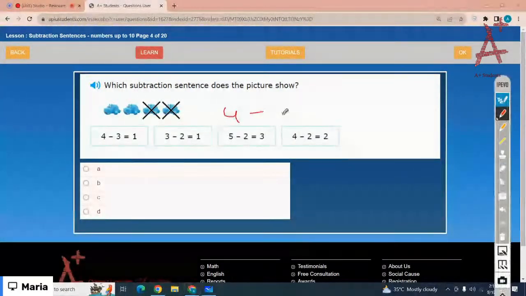Two of them are crossed, so 4 take away 2. And how many toys are we left with? The ones that are not crossed are 2. So 4 take away 2 equals 2. The correct option is 2. So the last one is the correct option. So the correct option is D.